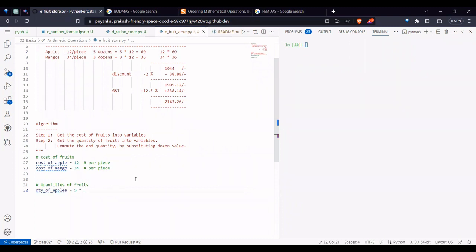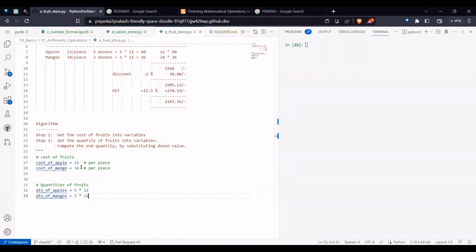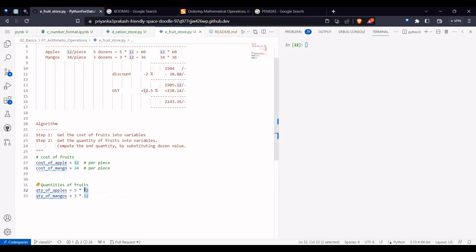Can I write it like 5 into dozen? Dozen means 12, right? So I can write that. Similarly, cost of apples is also into 12. But you have written a constant 12 every time, so you have something like a constant in your program. A constant is something like an assumption, right? What if in a different country a dozen doesn't mean 12 but 13? You don't know, right? So in that case, it's better to define that number as a constant and use it.